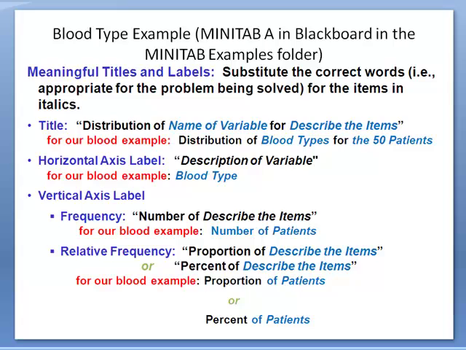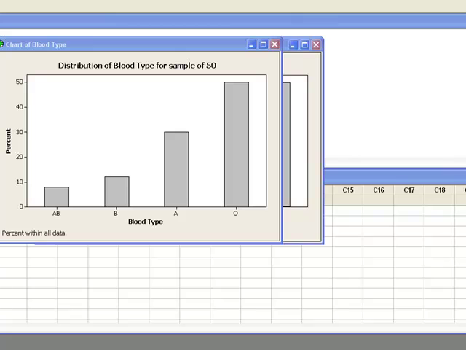On the horizontal axis, you want to do a description of the variable, and that's what we said would be blood type. Now the vertical axis, if we're doing a frequency bar graph, would be the number of patients that have that particular blood type, and the relative frequency would be the proportion of described items, so the proportion of patients that have that particular blood type. So let's go into Minitab and change those things.